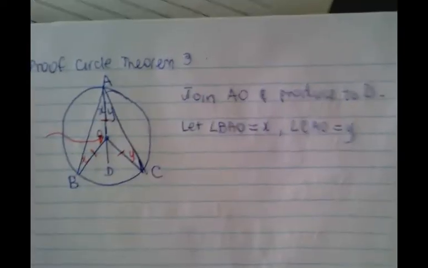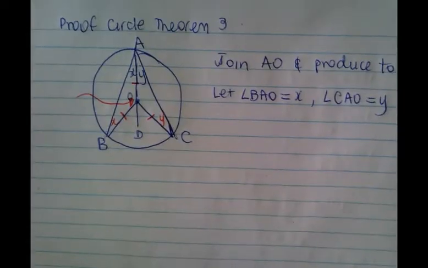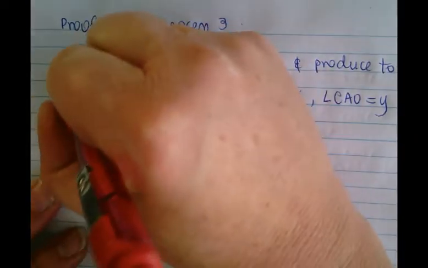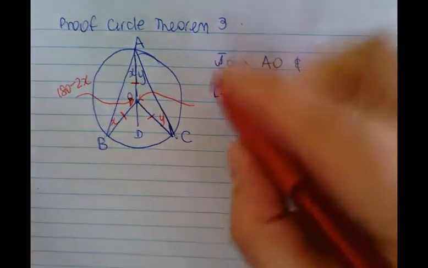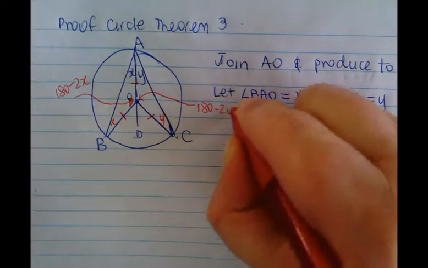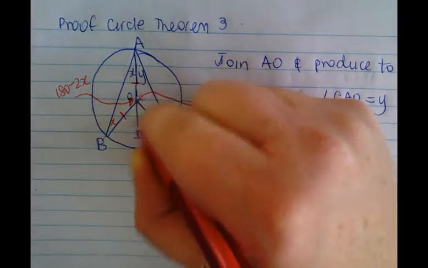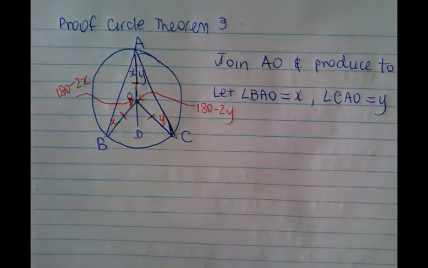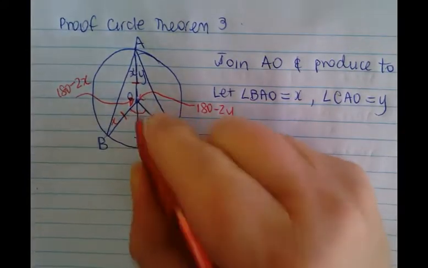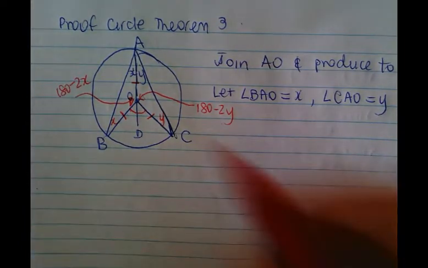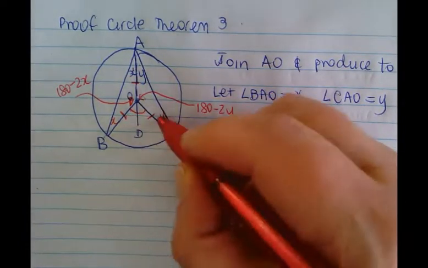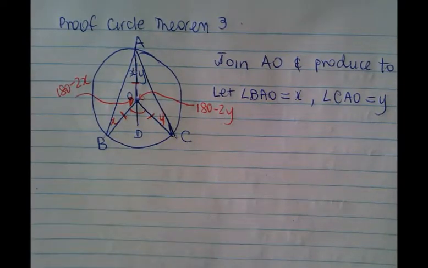By angle sum of triangle, what would that angle in there be? 180 minus 2x, good. By angle sum of triangle, what's this angle? And by angle sum at a point, let's work out what the middle angle is. 360 minus 180 minus 2y minus 180 minus 2x gives you 2x plus 2y. So therefore, this is x plus y, and that's 2x plus 2y. So that's the way we're going.